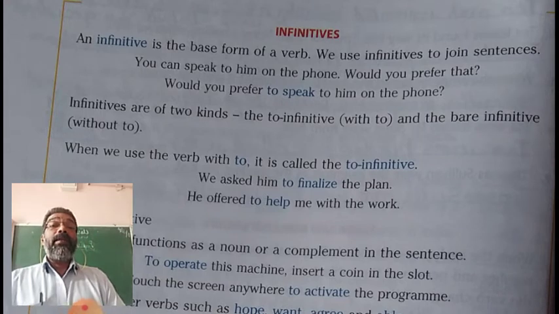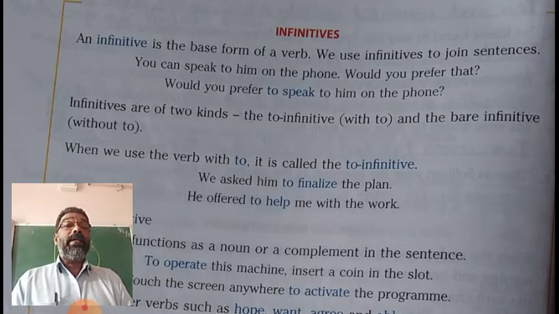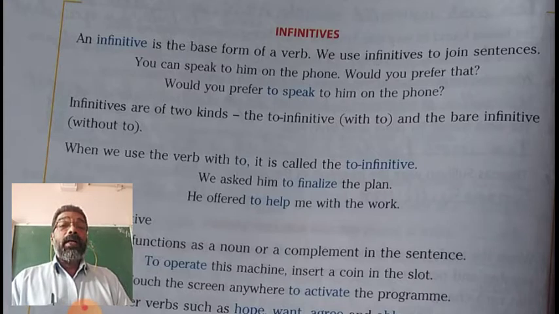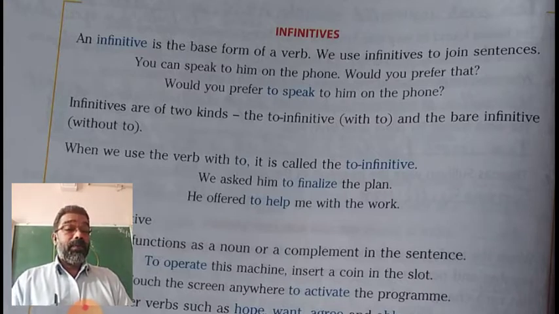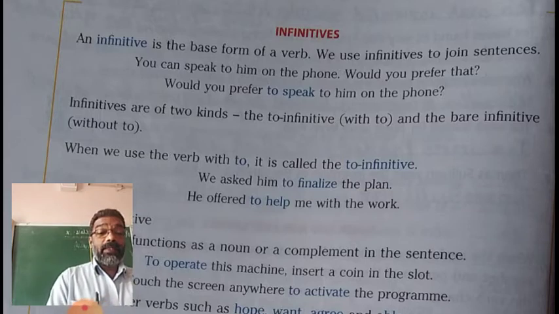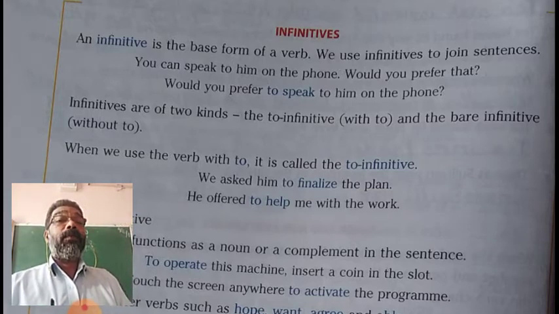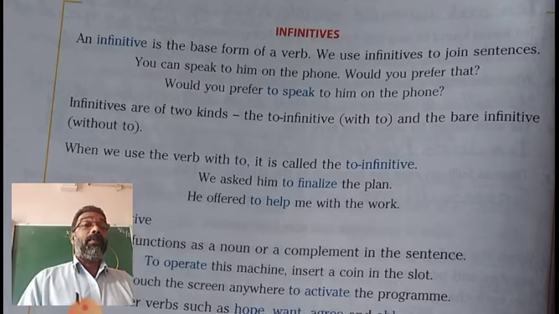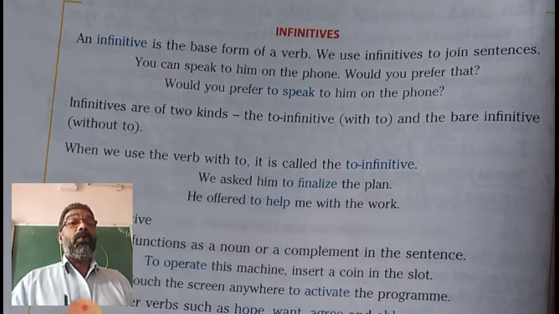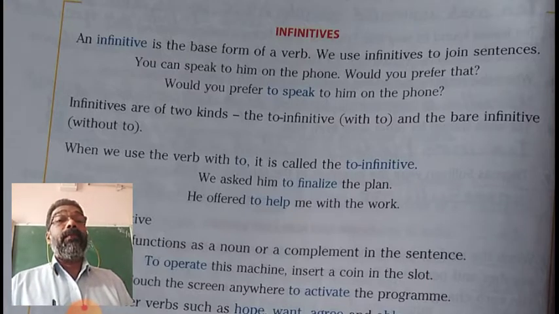Now, as I said, infinitives are of two kinds: to infinitive and bare infinitive. When the word "to" is added before the first form of a verb, it is called a to infinitive, and the first form of the verb without a "to" is called a bare infinitive.